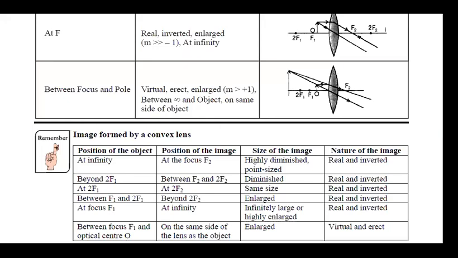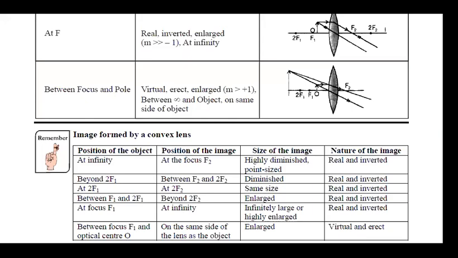Now, think about convex mirror. What was the nature of image formed? There are only two types of image formed in convex mirror. Yes or no? One at infinity and second, which is diminished. Yes.